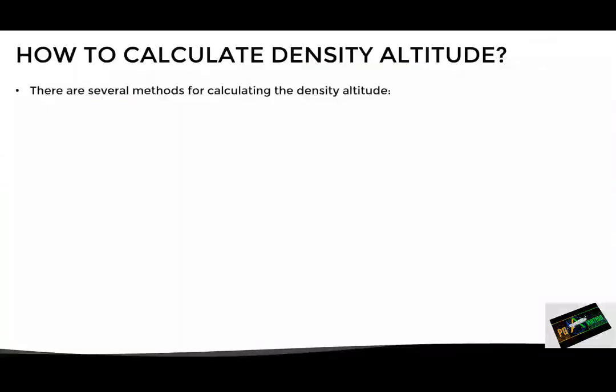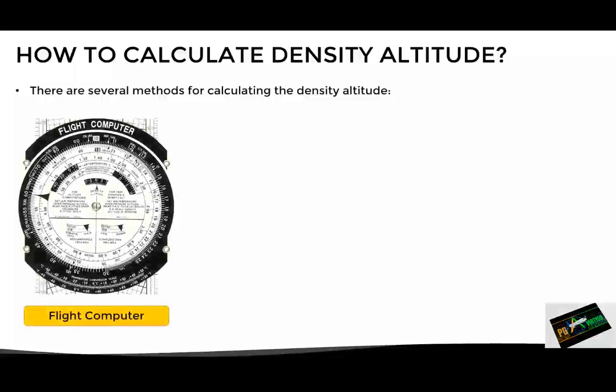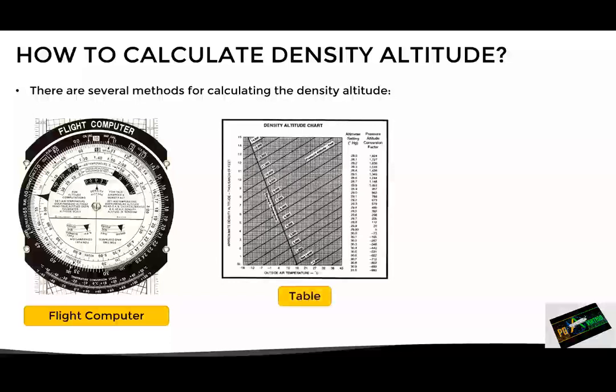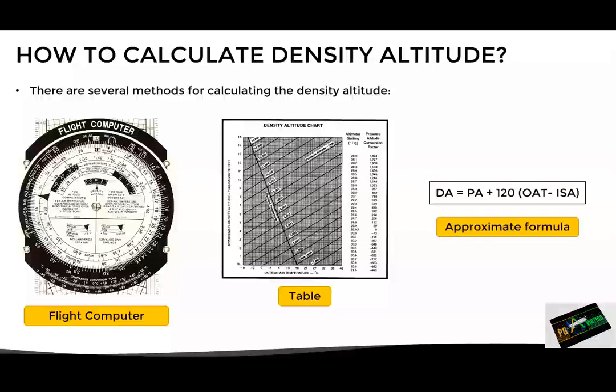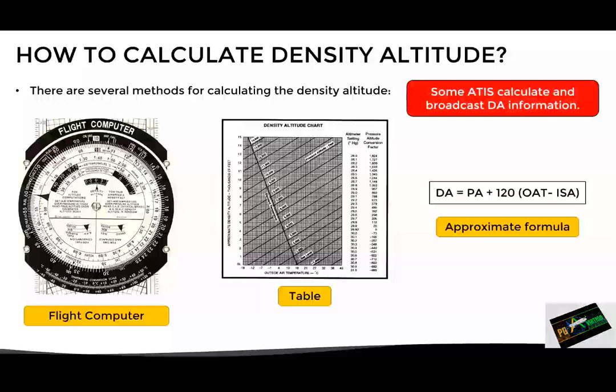There are several methods to do it. We can use a flight computer, either manual or electronic. We can also use a graph or table like this. Or we can use an approximate formula. It is important to mention that in some airports, the ITIS calculates and broadcasts the density altitude based on the current conditions. That way, the pilot doesn't need to calculate it manually. With this being said, let's see some examples of how to determine the density altitude using each of these methods.